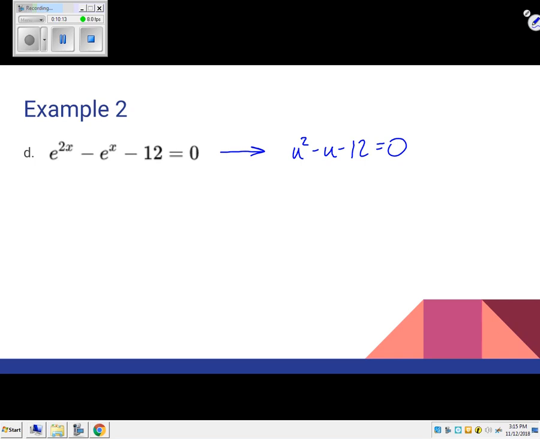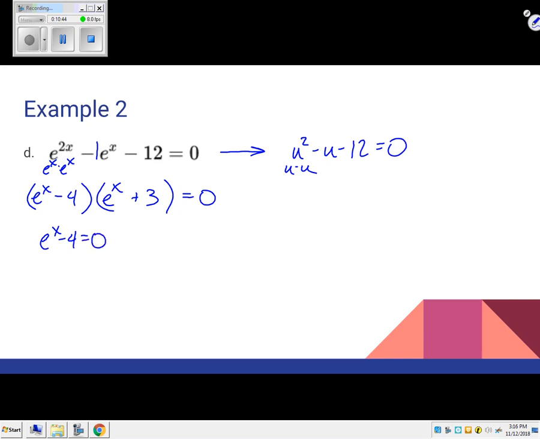So this e to the 2x right here is actually e to the x times e to the x, the same way that this u squared is u times u. So whenever I go to factor this, I can split apart this e to the 2x as e to the x and e to the x. And then from here, I just want to think of two factors of negative 12 that add up to give me negative 1. That would be negative 4 and positive 3. I've got this factored now.